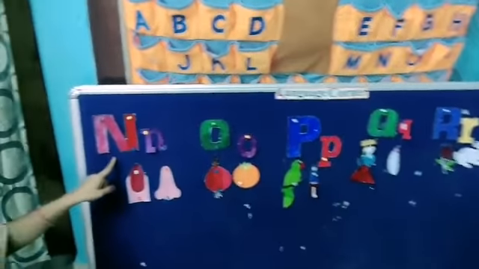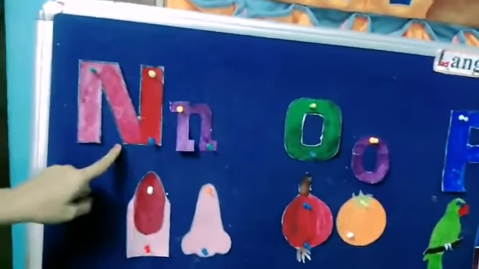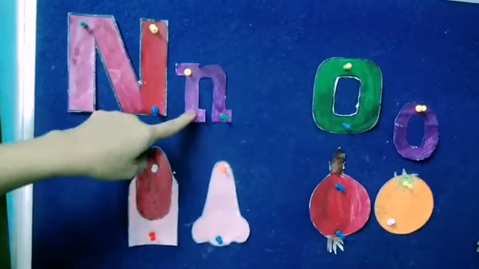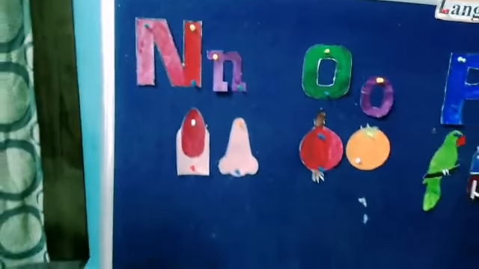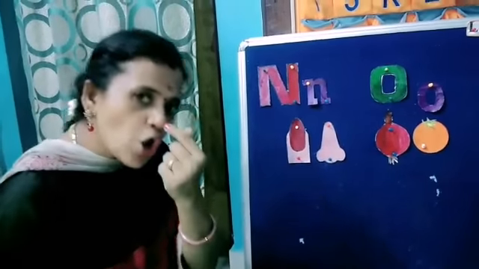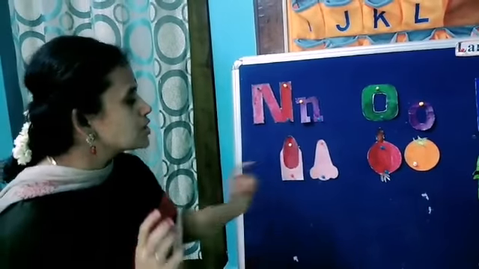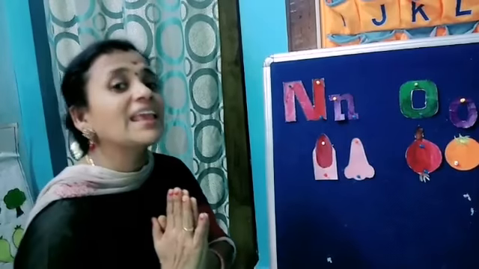See here, what is this letter? This is capital N. This is small n. N for nail, nose. Everybody see your nails? Everybody has nails. Am I right? Yes. N for nail, nose. Everybody also has a nose. So nail and nose also start with letter N.